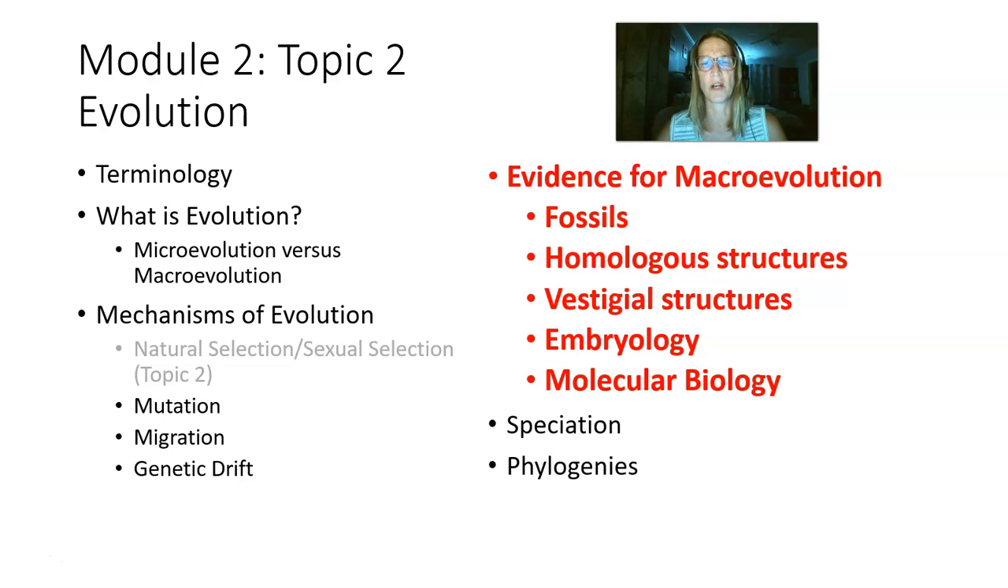So for this video, we're going to talk about the evidence for macroevolution. And macroevolution, remember, is evolution on a larger scale. So it's still using the same mechanisms of evolution that we talked about, but now we're talking about the rising of new species from old species that look very different, and that this type of speciation has been occurring over millions and millions and millions of years.